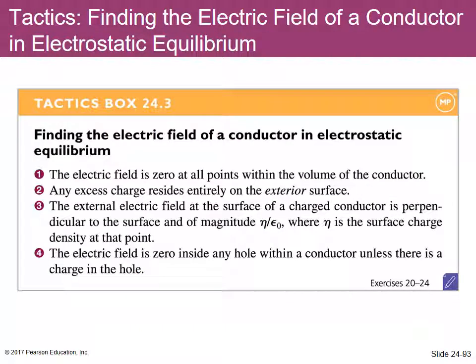To find the electric field of a conductor in electrostatic equilibrium, the electric field is 0 at all points within the volume of the conductor. Any excess charge resides entirely on the exterior surface. The external electric field at the surface of a charged conductor is perpendicular to the surface and of magnitude eta over epsilon naught, where eta is the surface charge density at that point. The electric field is 0 inside any hole within a conductor unless there is a charge in the hole.